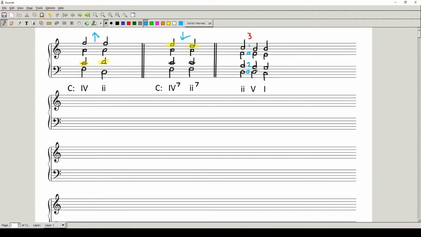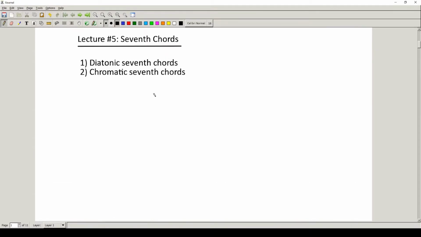Again, not a lot of motion going on here. Down by 2, down by 0, down by 1, down by 0, for a total of 3 semitones of motion. So that's the basic rule. And just to state it one more time, it's the same rule as for triads, but with the directions reversed.